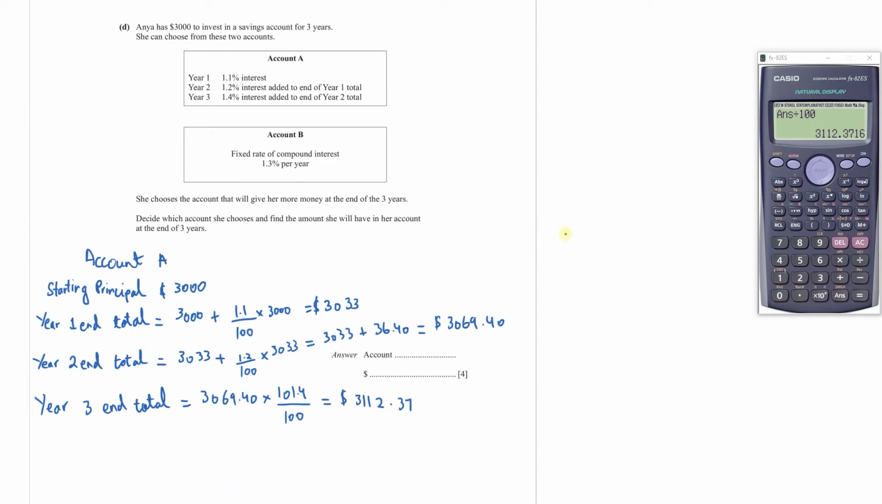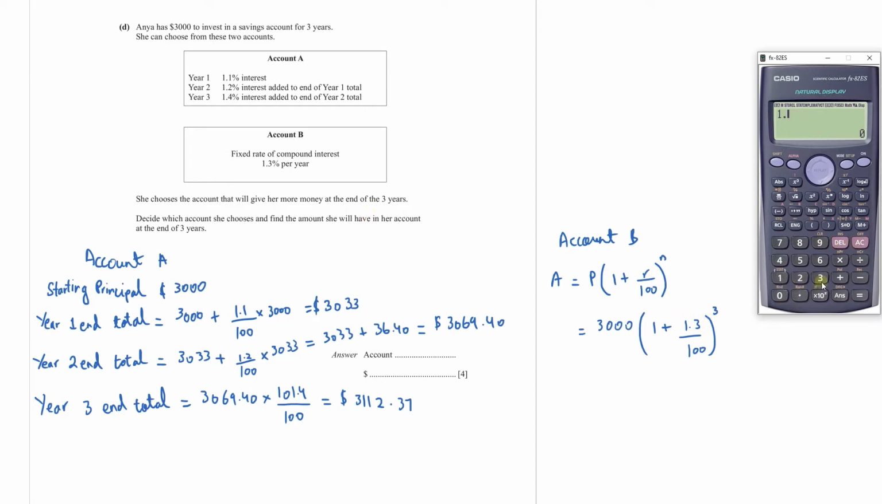And then let's calculate for account B. This is your year three end total that she will have after 3 years for account A. Account B is pretty straightforward. This is a compound interest of 1.3% per year. You know the formula to calculate the final amount: principal multiplied by 1 plus rate over 100 to the power n, where n is the number of years. So let's substitute the values. Your principal amount at the start is 3,000, and then 1 plus rate is 1.3 over 100, and for 3 years, 3 is your time.